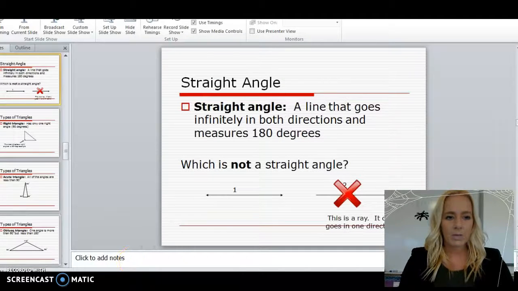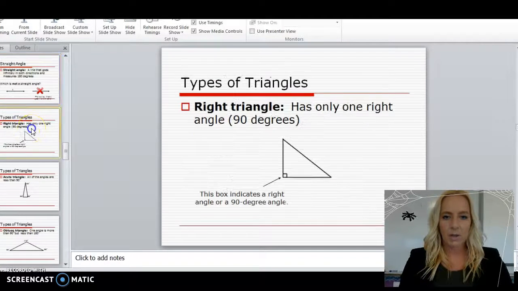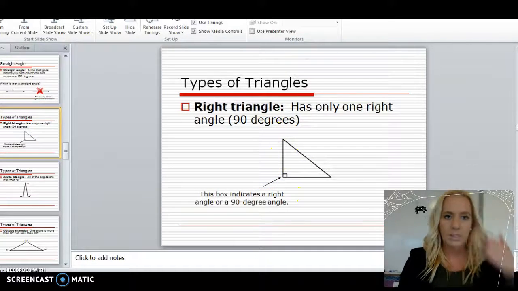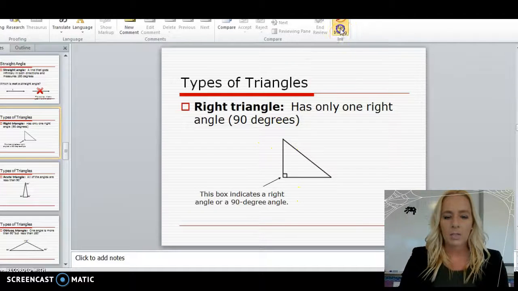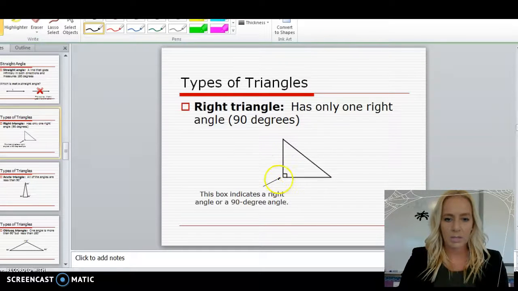So let's look at a couple different types of triangles based on their angles. The first kind of triangle is what's called a right triangle. A right triangle only has one right angle, which is 90 degrees. And typically the box indicated in the corner is going to symbolize that this is a right triangle, which is 90 degrees.